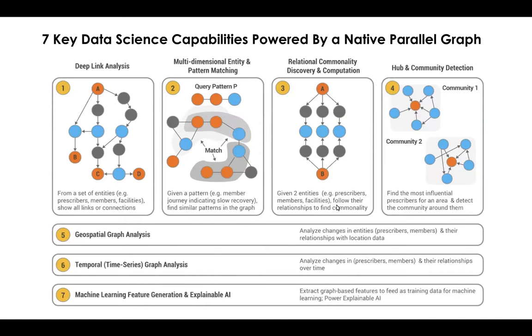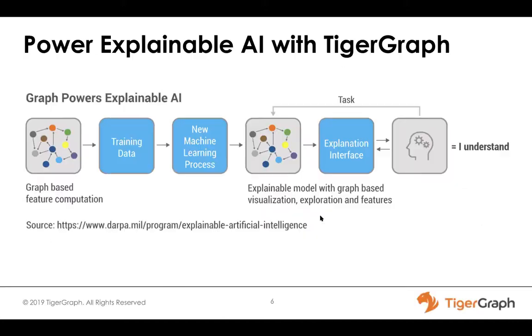And in this episode, we're going to focus mostly on machine learning feature generation and explainable AI. This is talking about extracting the graph-based features to feed into the machine learning process. And let's talk about the specific aspect of powering explainable AI with TigerGraph.